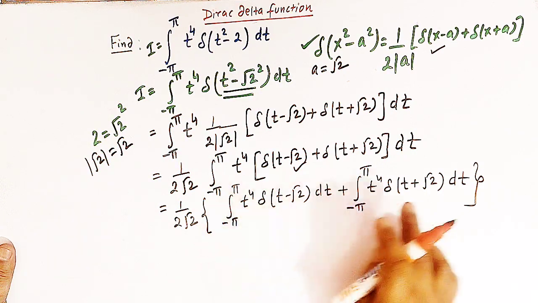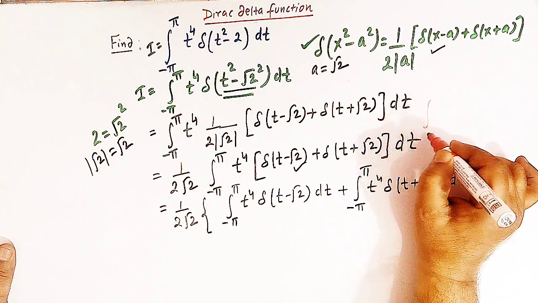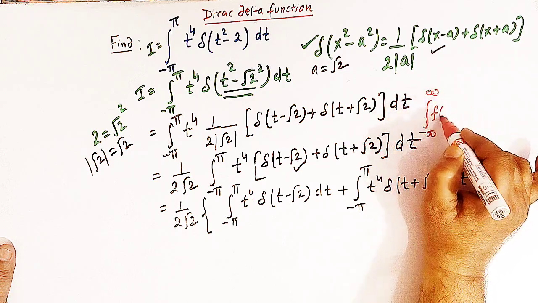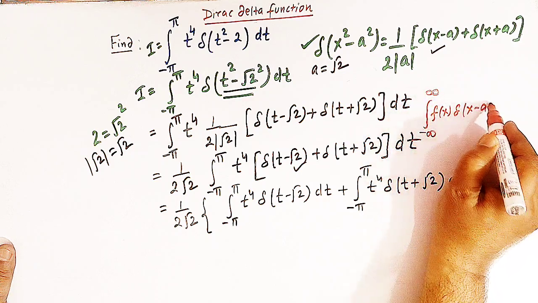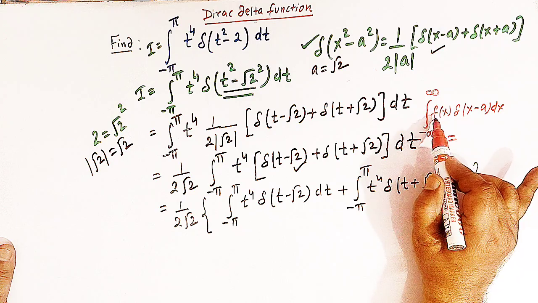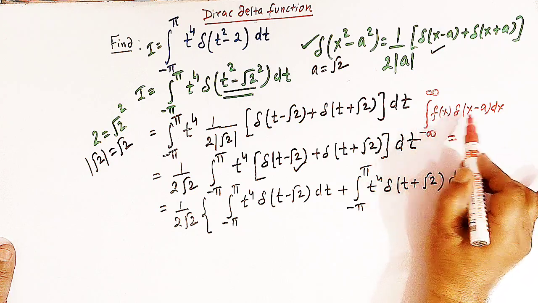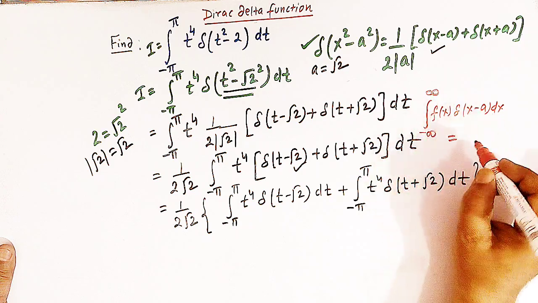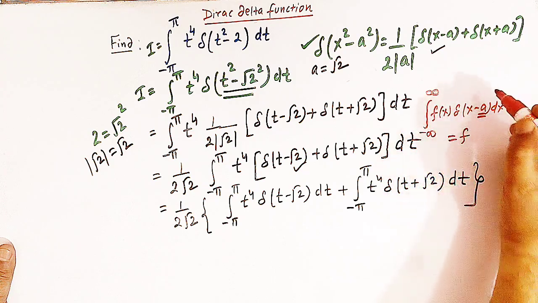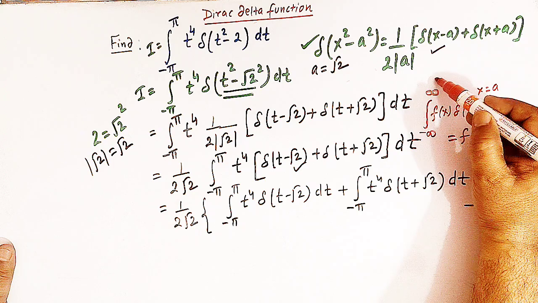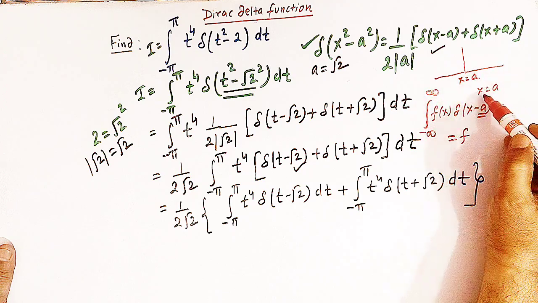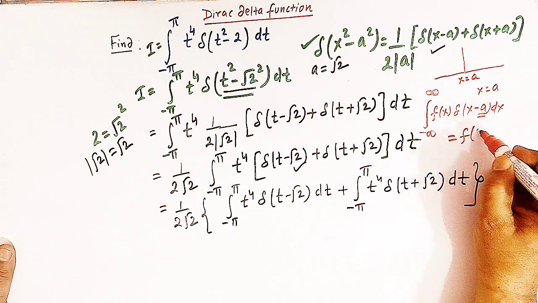So to evaluate these two integrals, we'll make use of this definition of delta function, that is integral minus infinity to infinity, we have f of x delta of x minus a dx, right? So whenever we have a function f of x associated with the delta function, then the value of this integral is equal to the value of the function f of x at this point, that is x is equal to a, right? Because the delta function is 0 everywhere except at this point x is equal to a. So here we have f of a.